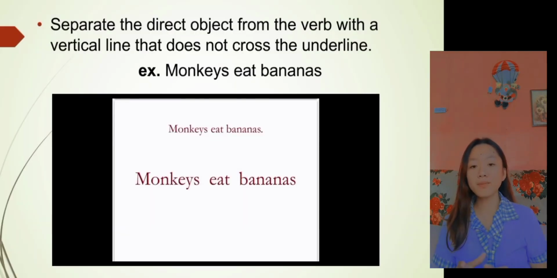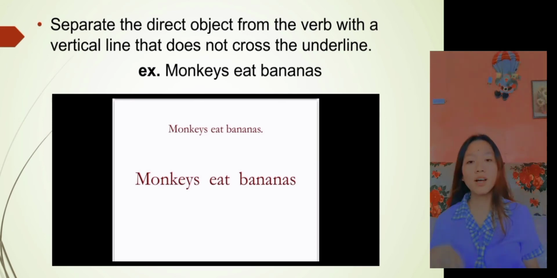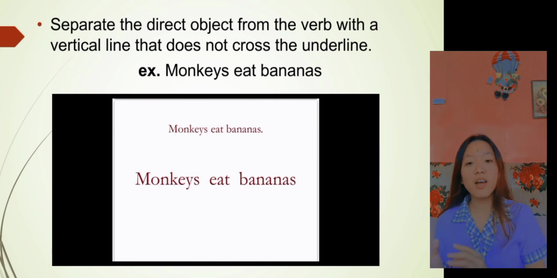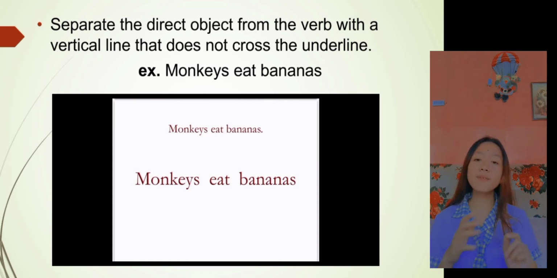The next step of diagramming a sentence is to separate the direct object from the verb with a vertical line that does not cross the underline. Now let's proceed to another example of a sentence. This sentence has a subject, a verb, and a direct object. I have here another example of a sentence.